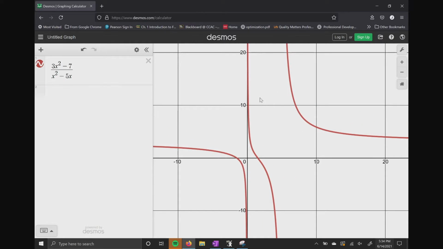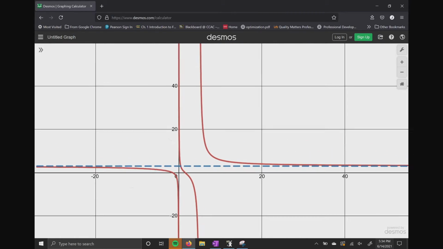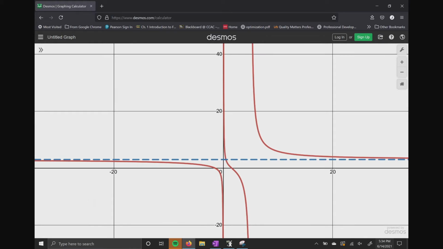Now, we said that our horizontal asymptote is going to lie on the line y equals 3. And what I'll do here is I'll change it so it's a nice dotted line. Give me a second. Get rid of this. And as I zoom out here, you can clearly see that I do have a horizontal asymptote at y equals 3.